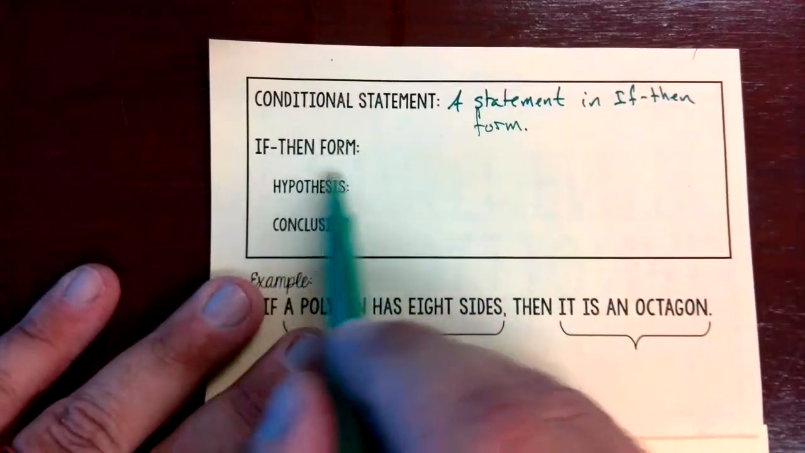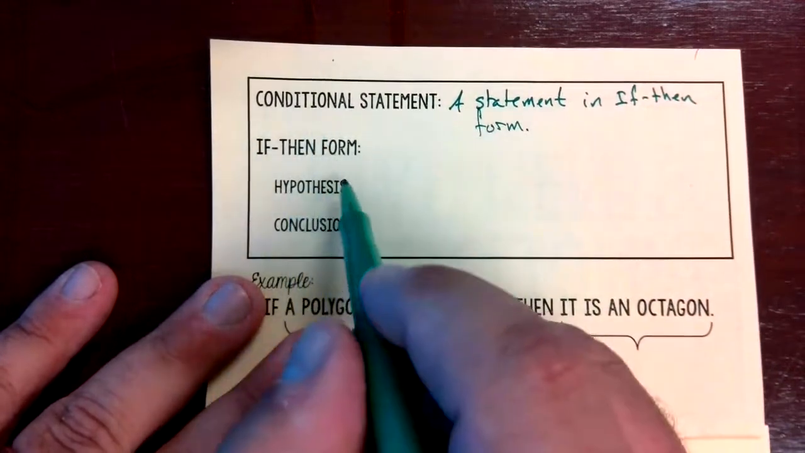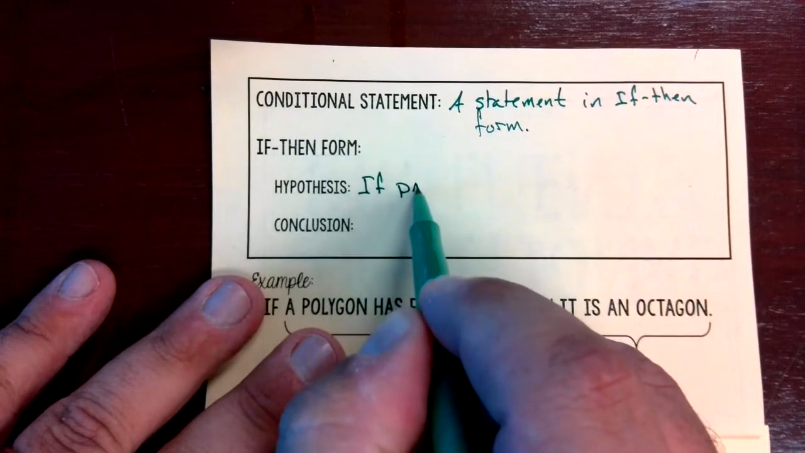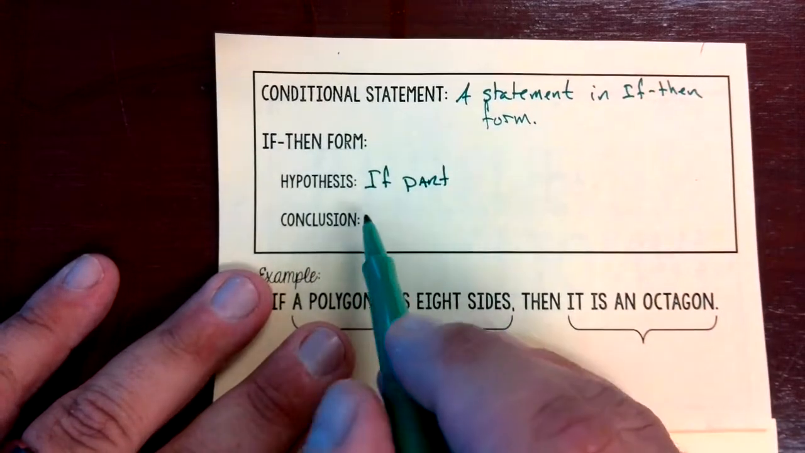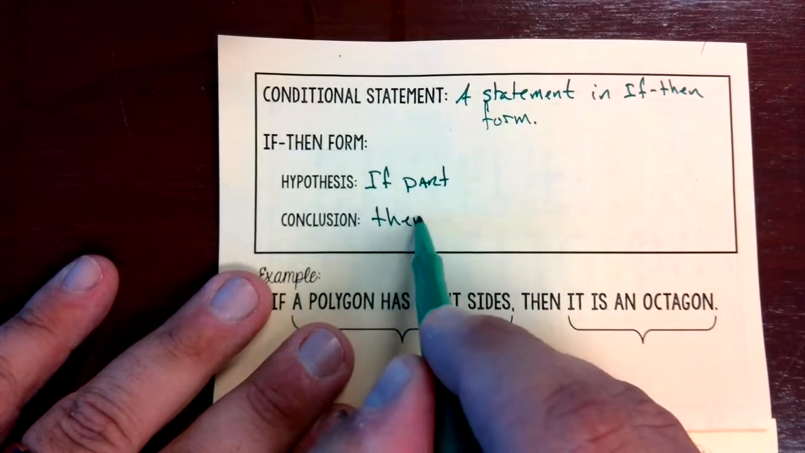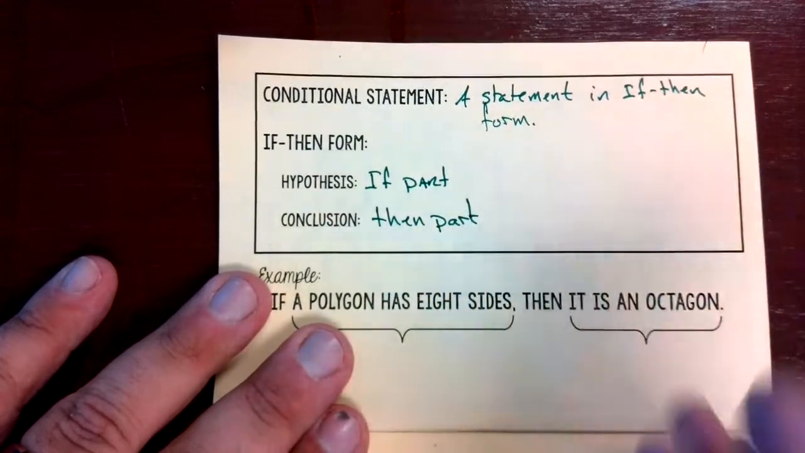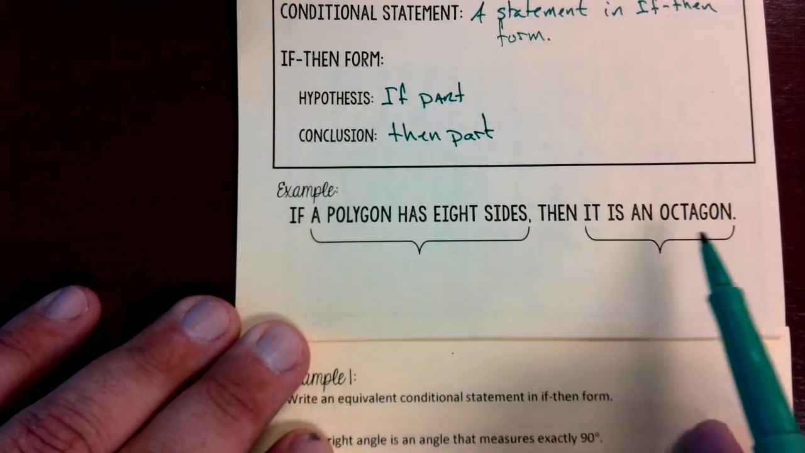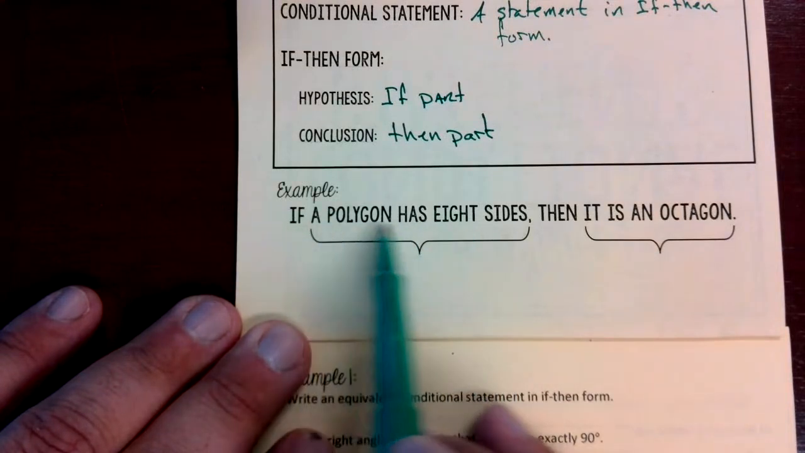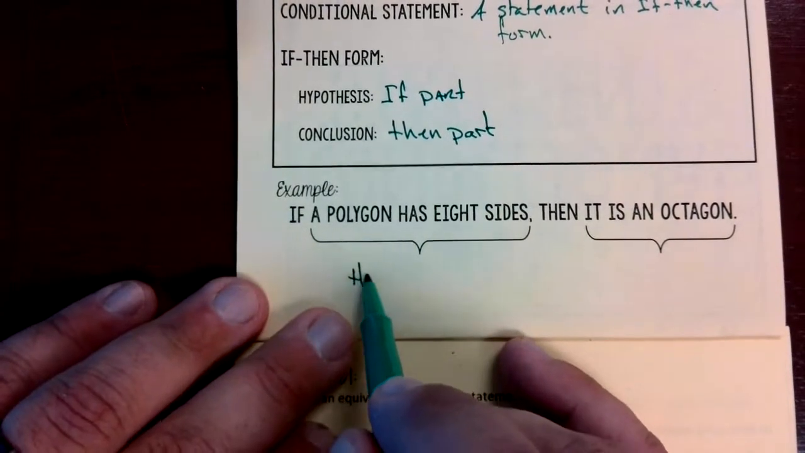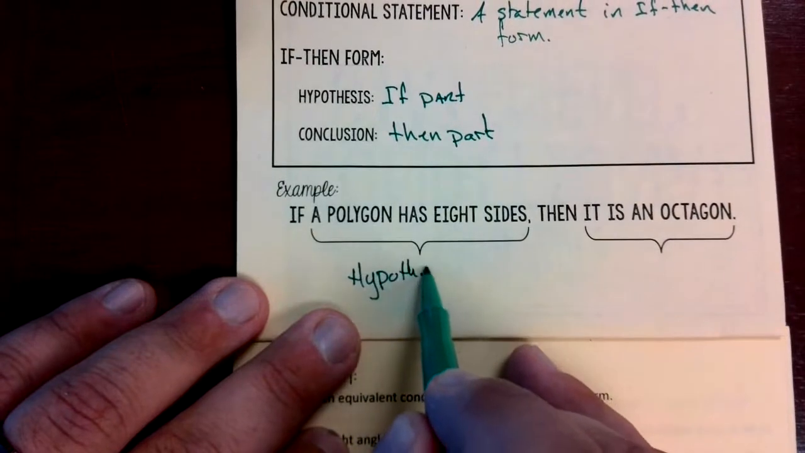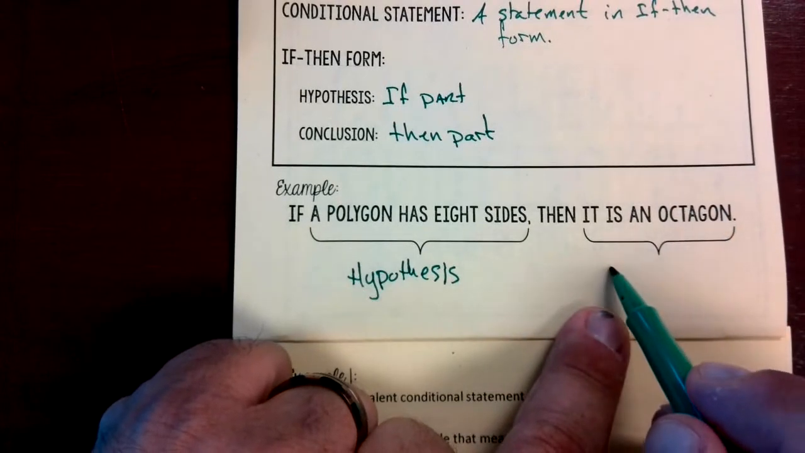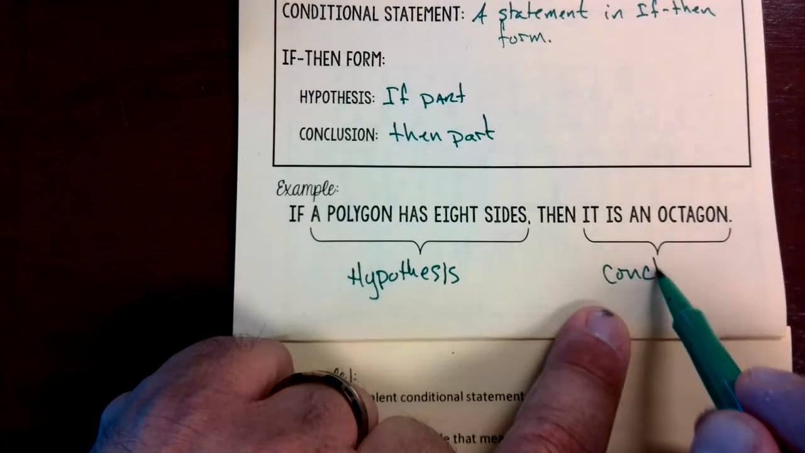So when we talk about this if-then form, and we're talking about a statement in that form, the hypothesis is the if part, and the conclusion is the then part. For example, right down here, if a polygon has 8 sides, then it is an octagon. This part here, the if part, that is what we call the hypothesis. And it is an octagon, that's the then part, that's what we call the conclusion.